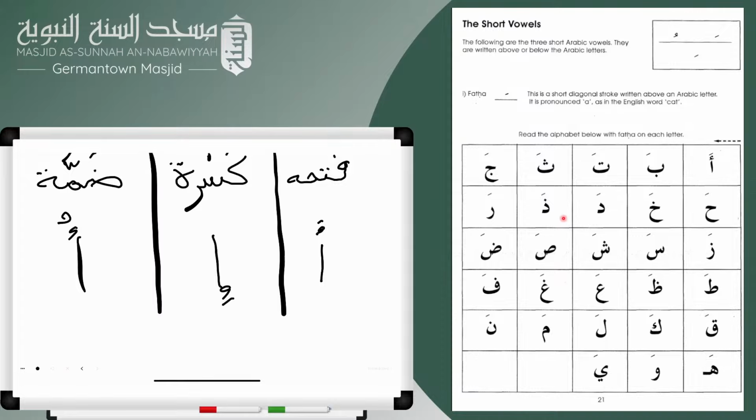Next box, which is ra, correct? Ra is the next letter. When ra has a fatha land on it, the resultant is ra. You spell it like this: ra fatha ra.